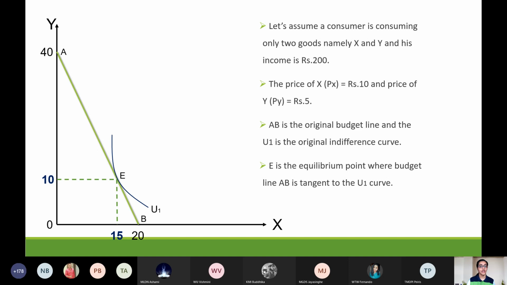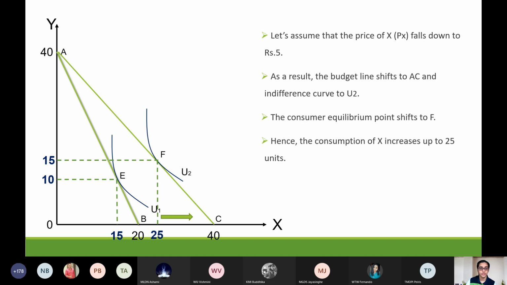So here it says, now point E is the equilibrium point where budget line AB is tangent to the U1 curve. Now we have the indifference curve here and it is tangent with the AB curve, which is the budget line, and here are the values. Now randomly it's 10 and 15, right? Now here let's assume that the price of X is falling down to 5. Earlier we said the price of X is basically 10 rupees, right? Then let's assume that the price of X is falling down to 5. Then what happens to the budget line? What do you think? If the price of X is falling down to 5, what will happen to the budget line? What do you think?